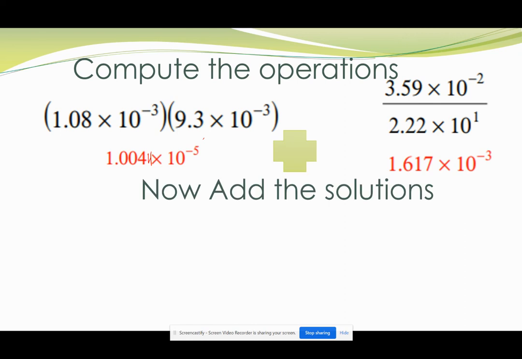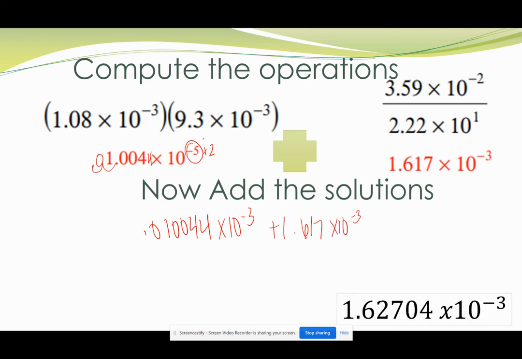So now that we have these, it's asking us to add. So if I added these, I'd have to get the negative 5 to become a negative 3, because negative 5 is smaller. So I add 2. If I add 2, I move it over 2. So we'll have 0.010044 times 10 to the negative 3rd plus 1.617 times 10 to the negative 3rd. And when you add those together, you get 1.62704 times 10 to the negative 3rd.